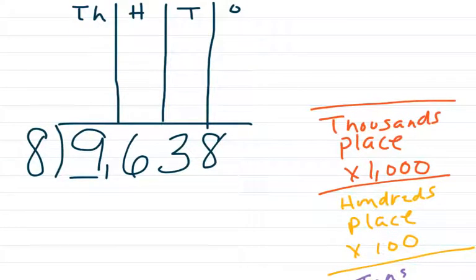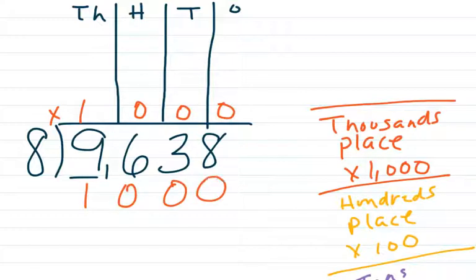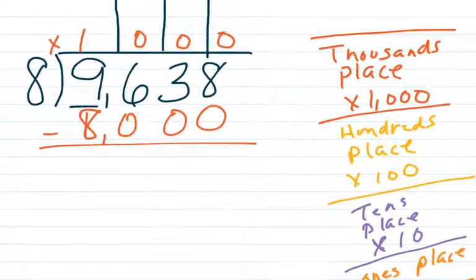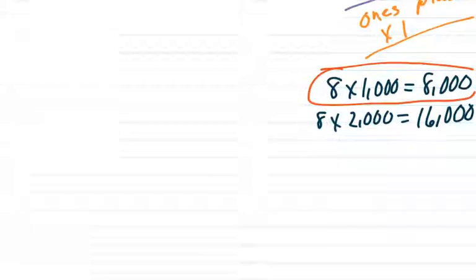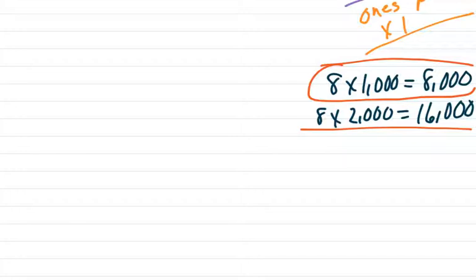I put my multiplication sign right up here. I write in 1,000. 8 times 1,000 is 8,000. Now I subtract. That's going to give me 1,638. Now, I continue with my multiplication.